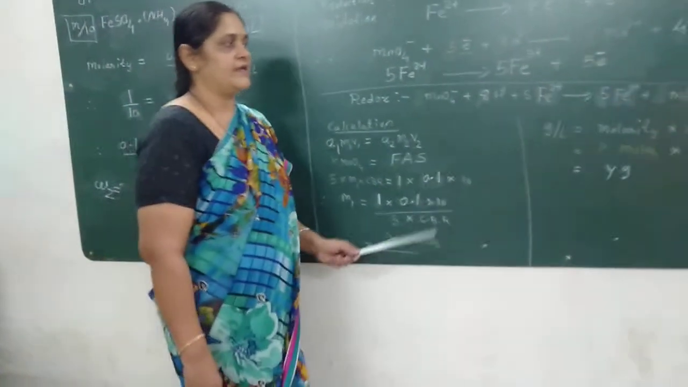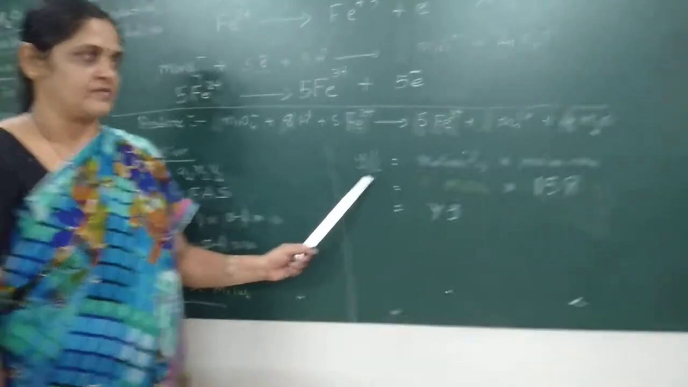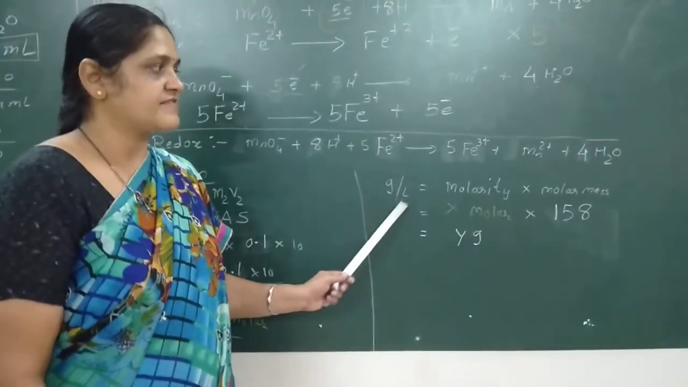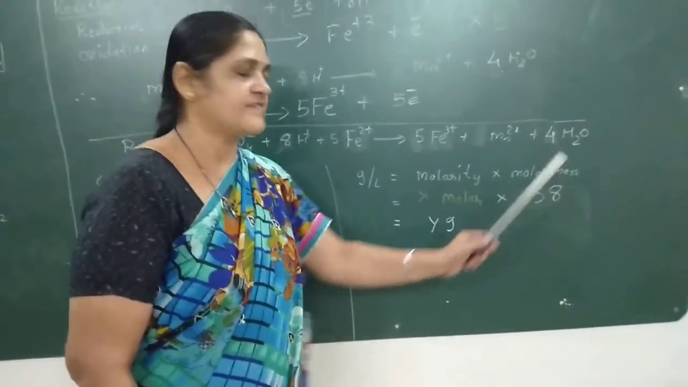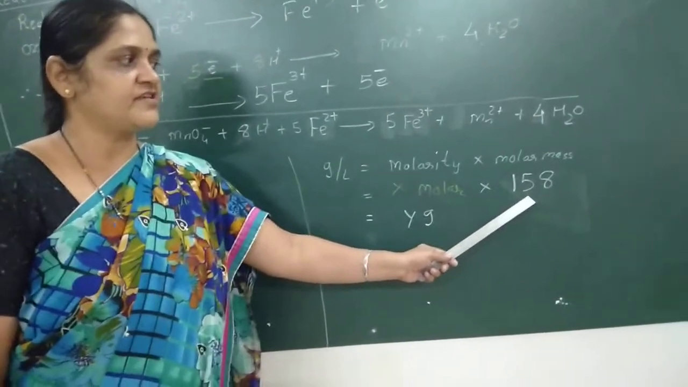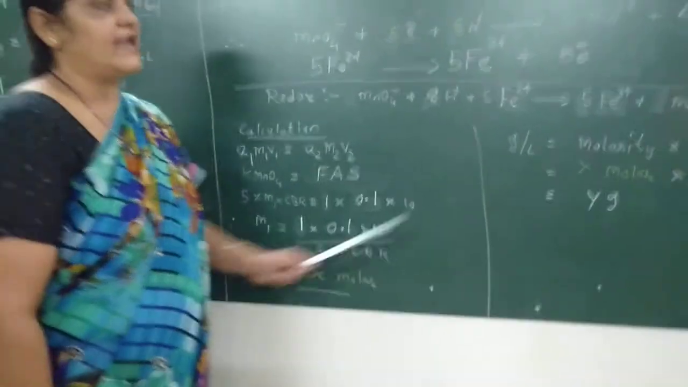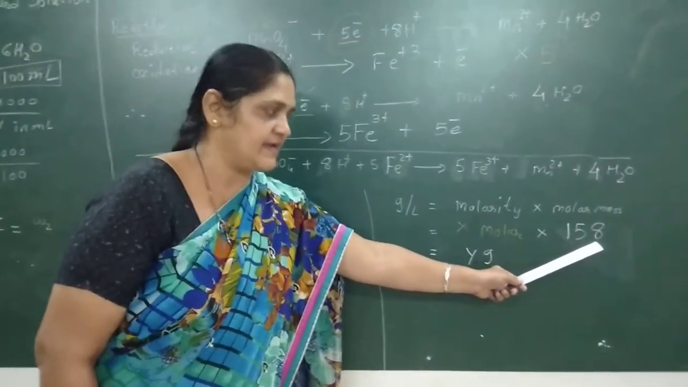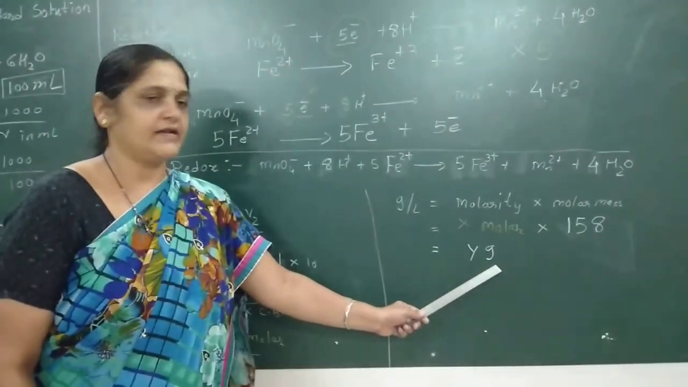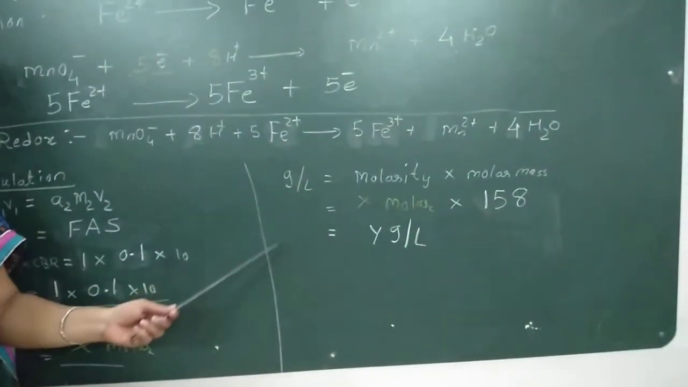Now using this molarity, we can calculate the strength in gram per liter of the KMnO4 solution. The formula for determining the gram per liter strength of the KMnO4 solution is molarity multiplied by the molar mass of KMnO4. The molar mass of KMnO4 is 158, and whatever molarity we have got, we place that value, so it is X molar, so X multiplied by 158 is equal to Y gram per liter. So here the strength of the KMnO4 solution is Y gram per liter. In this way you are going to do the calculation.